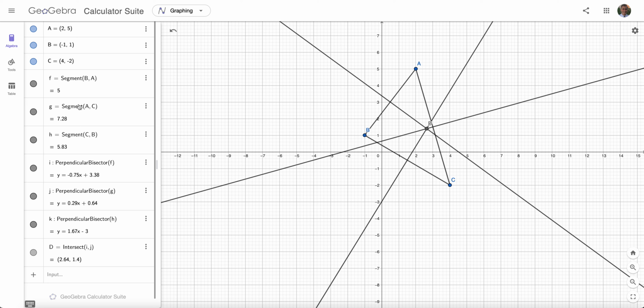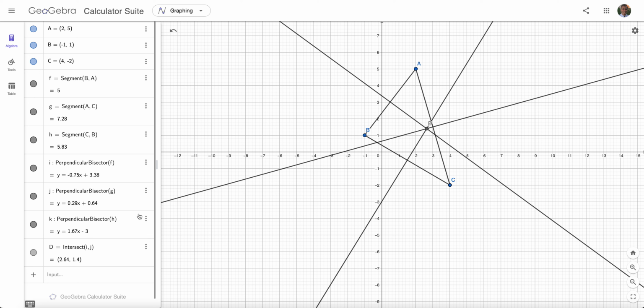Okay. Also notice here that I could type all of this in if I wanted to. If I didn't want to use the tools menu, I could just as easily type in Segment and then parentheses B comma A. That's going to create that segment. I could type in the perpendicular bisector of segment F, and that's going to create that. Also, we can notice here that it's giving me the equation of each of the lines. So I have the equation of each of those perpendicular bisectors. It's giving me that information as well.